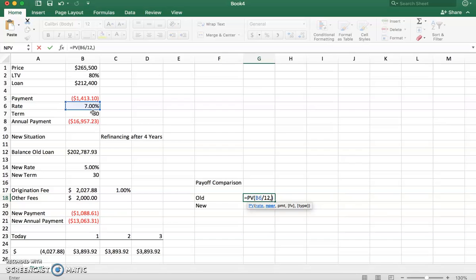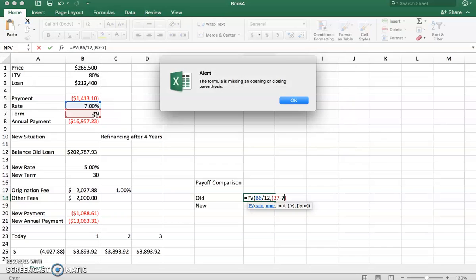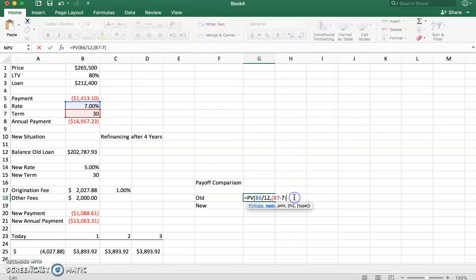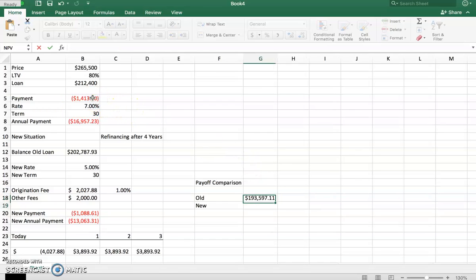Here we have to take the 30 years minus the 7 years that we've been paying on this theoretically by year 3. So that's the 3 years we're waiting to move to Alabama plus the 4 years into owning the first house that we started to refinance. So that's 7 in total, 7 years. We'll go right here, times 12. And lastly, we got to put in the payment. Gotcha. Okay, so that's the old one.